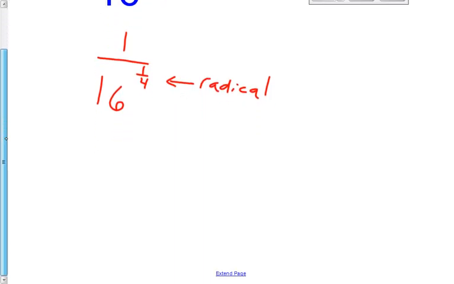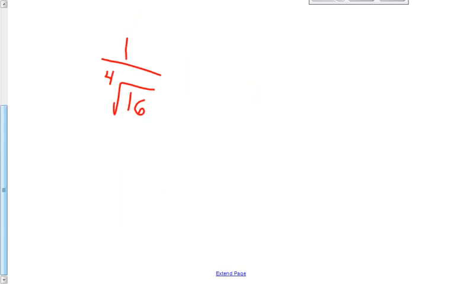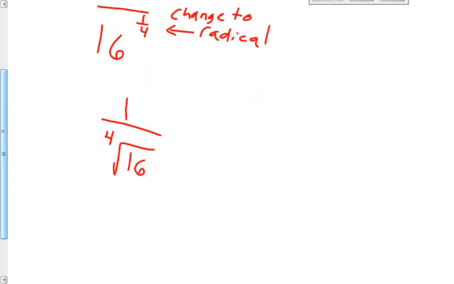So if we were to change this into radical form, right now it's in rational form. We want to change to radical form. It would be 1 over the 4th root of 16 raised to the 1st, or just 16. Notice how your index came from the denominator and your numerator became the exponent, like the rules that we had in earlier videos. So I ask you this question, class. Is there a 4th root of 16? Or rather, what is the 4th root of 16?